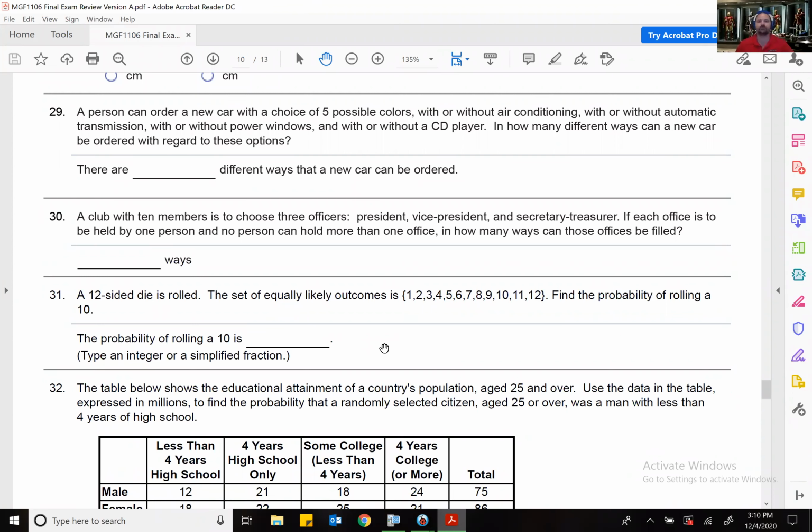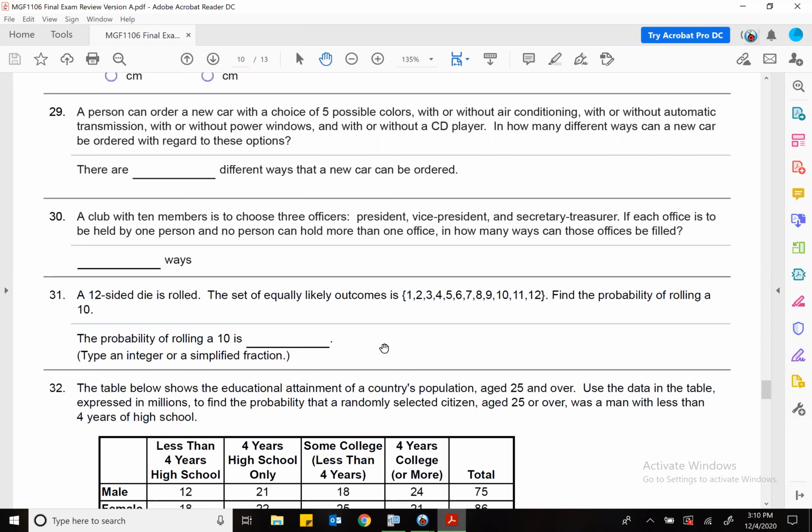You are correct, because we have 5 different groups we're going to be selecting from. Remember, permutations and combinations only happen within one group. So we have colors, we have air conditioning, we have automatic transmission, we have power windows, we have a CD player. So we need to multiply the total number of choices for each of these 5 groups together. So how many colors are there?